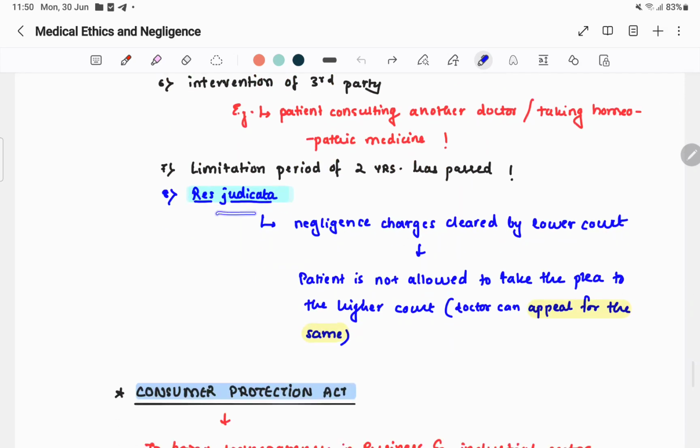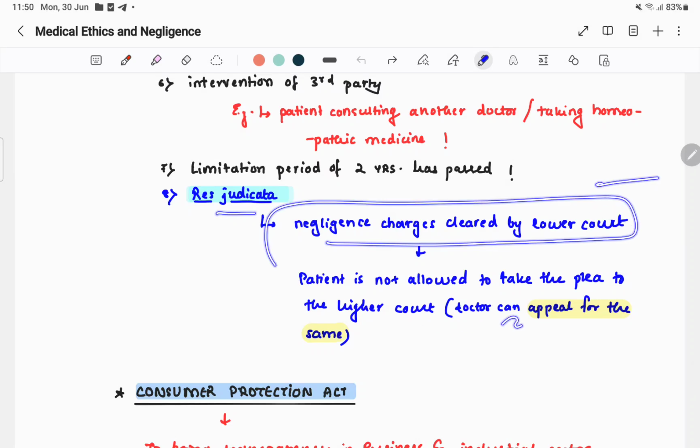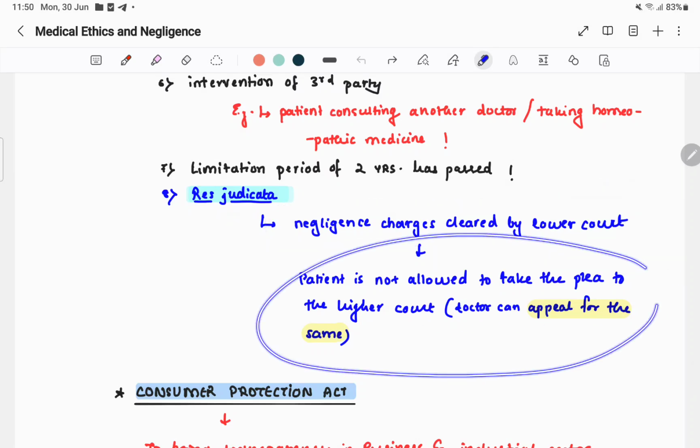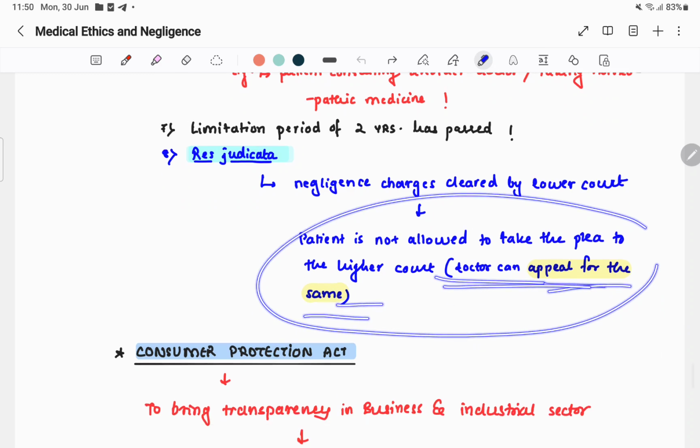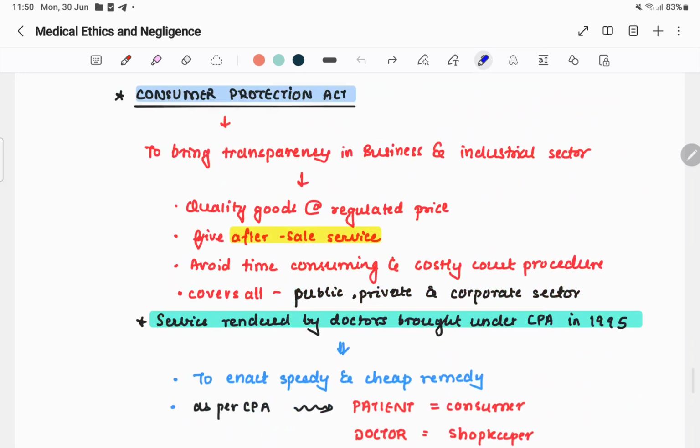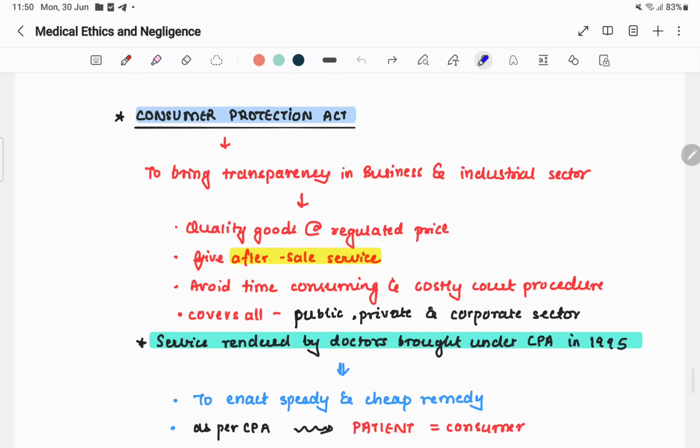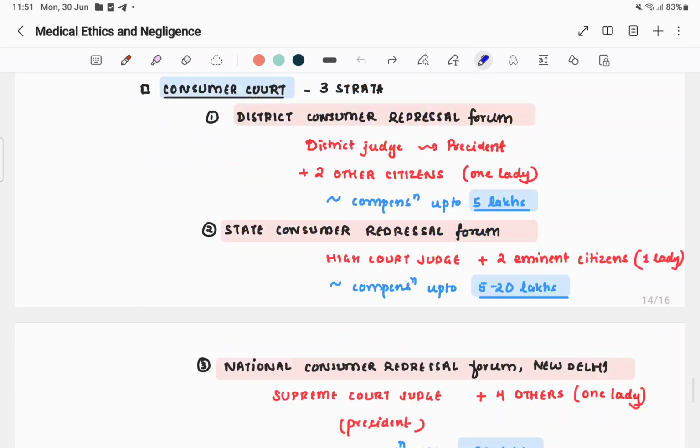Res judicata, I told you, negligence cleared by a lower court. The patient is not allowed to take the plea to the higher court. The doctor can appeal for the same. The patient is not allowed to take the plea to a higher court.